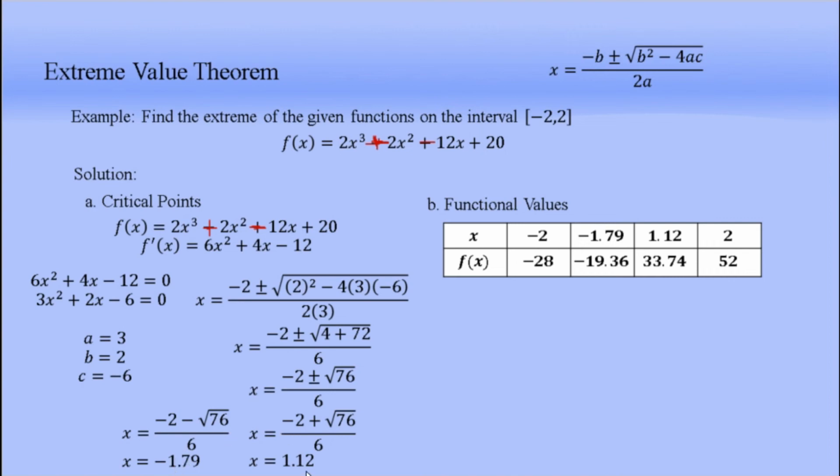And as you can observe, the critical points of the function are included in the interval negative 2, so we are going to include these in the functional values and substitute these 4 values in this equation. And by the way, these are all wrong. Let's just erase those.